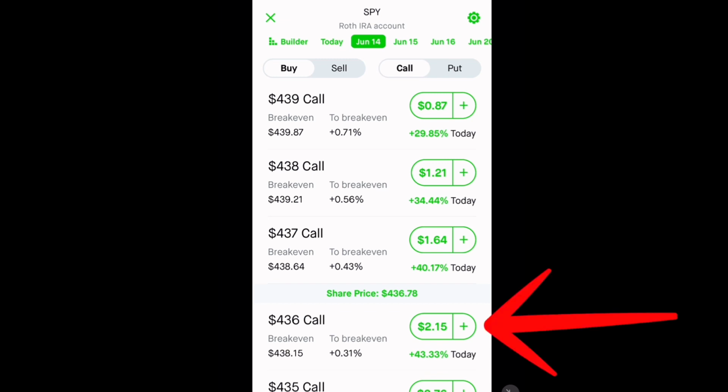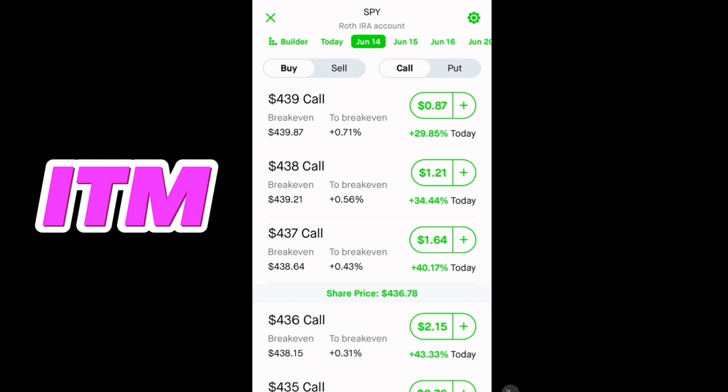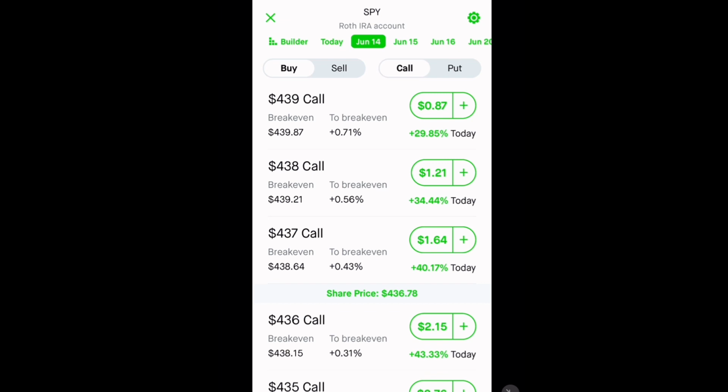Contracts below the stock price have more value and are categorized as in the money, meaning anyone who owns those contracts earn more money because of the delta, which I'll explain a little later. But the deeper in the money you get, the more money you'll make. Out of the money is any contract that's above the stock price. In this case, the stock price is $436.78. So anything above that is going to be out of the money. The contract right above the stock price is called at the money.